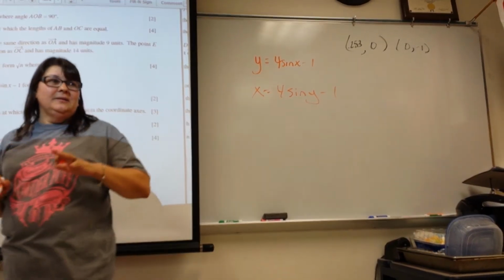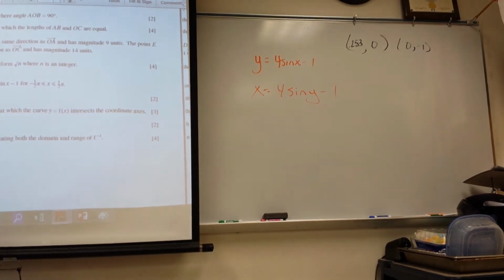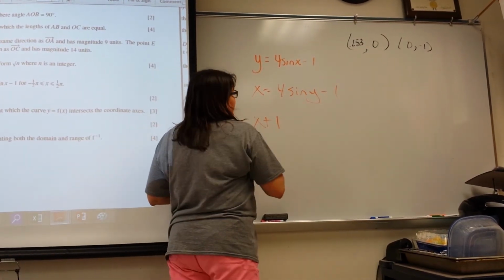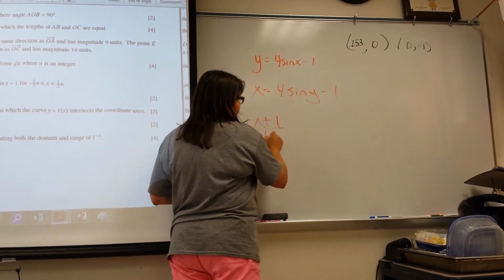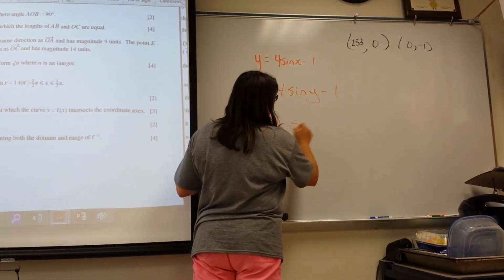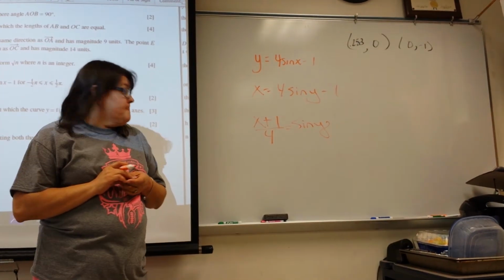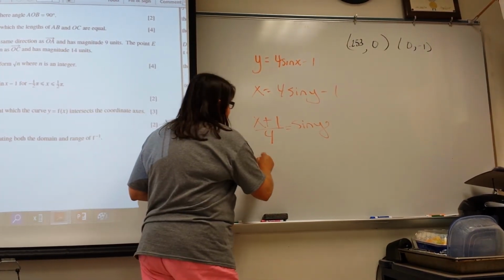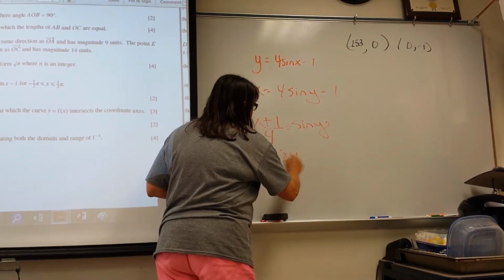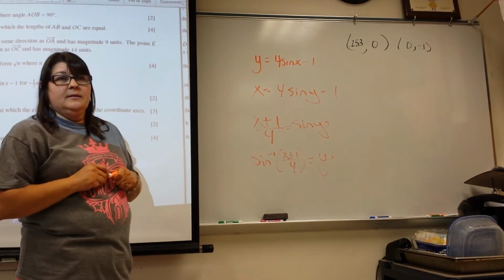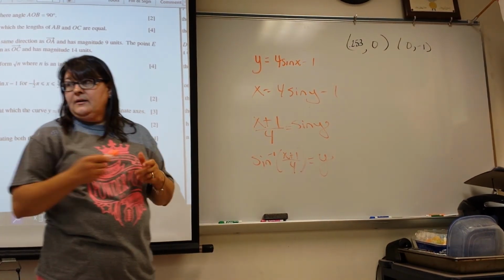Are we okay? Are we good? Next step, start to do what? Start to solve for y, right? So what am I going to do next? Add 1. Right, add 1. And then divide by 4 sine. No, not divide by 4 sine. You actually have to inverse sine that whole thing, right? So sine to the -1 of x plus 1 over 4 is y. And then call it what it is. F to the -1 of x.